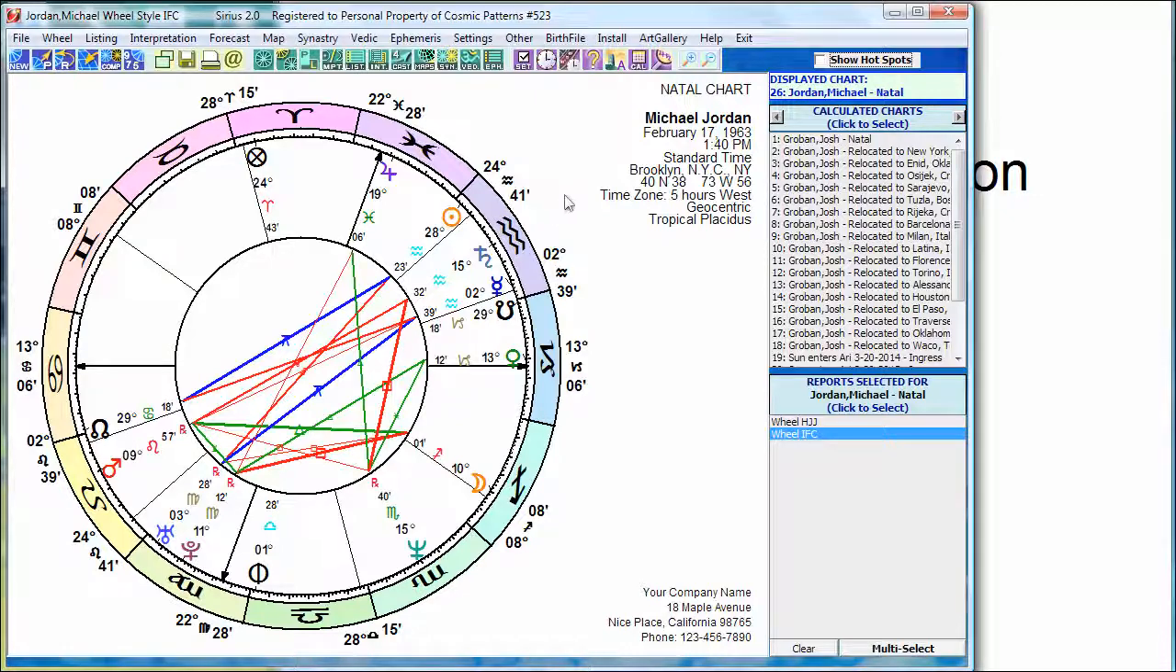Here's a chart wheel. Okay, this is Michael Jordan, the basketball player. He was born at a certain date, time, and place. We happen to have his time from a birth certificate or birth record, so it's an accurate chart. And what the astrologer does is interpret this wheel. This is the basic thing that's done. So what is this wheel all about?